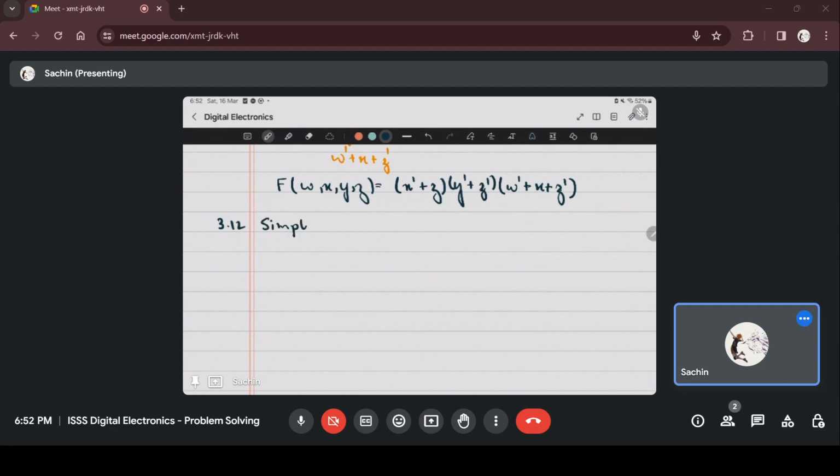Simplify the following Boolean functions. Part A, f of a, b, c, d is the product of maxterms 1, 3, 5, 7, 13, 15. So it's not a K-map with sum of minterms, it's a K-map with product of maxterms.